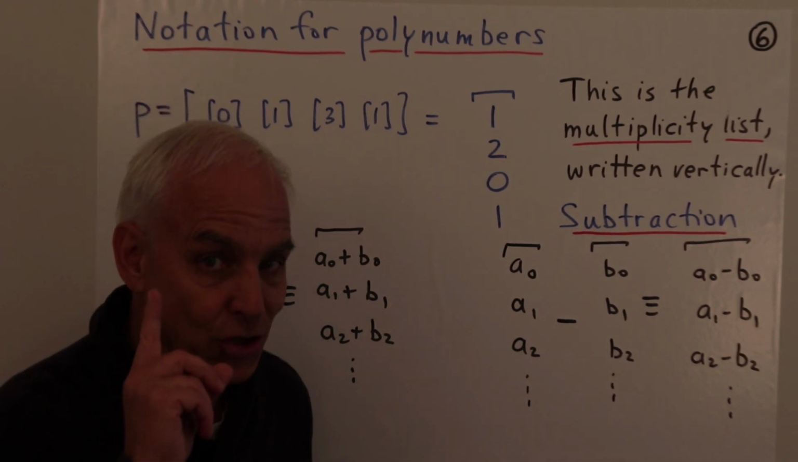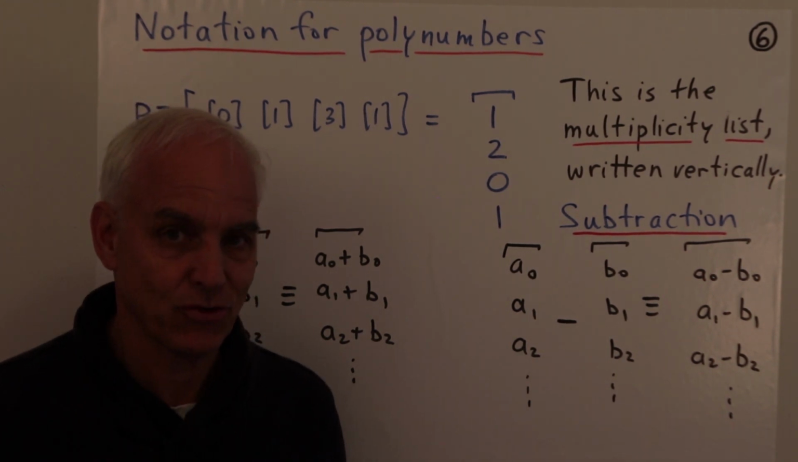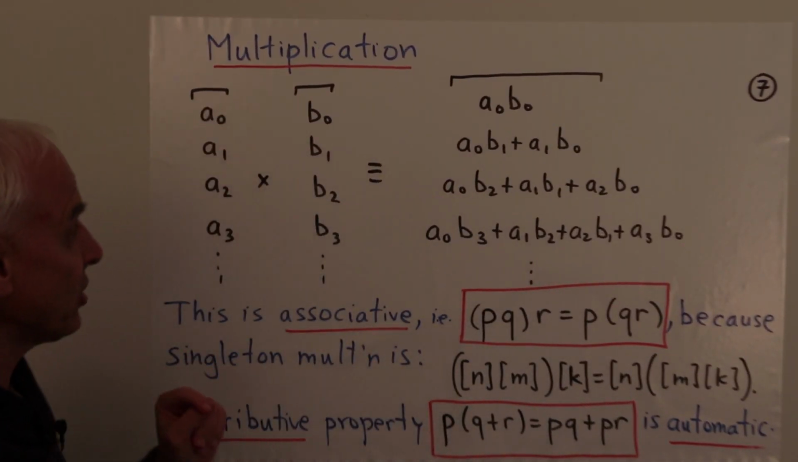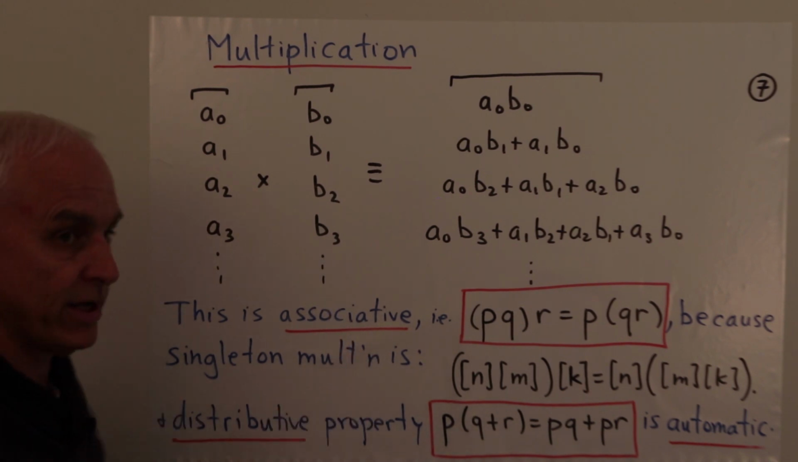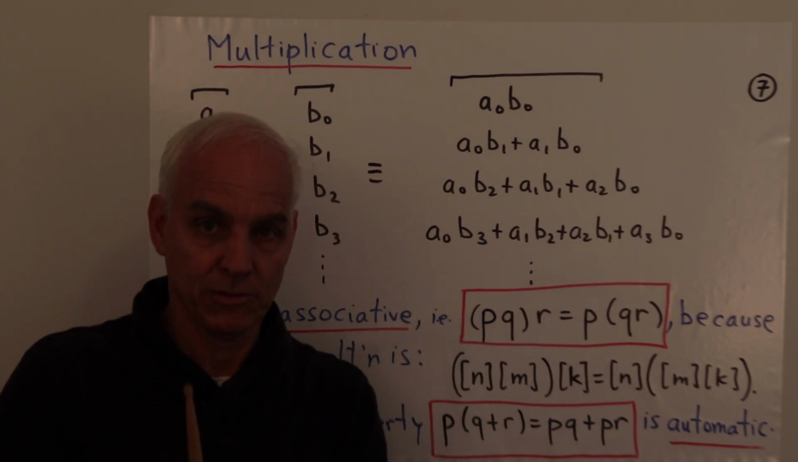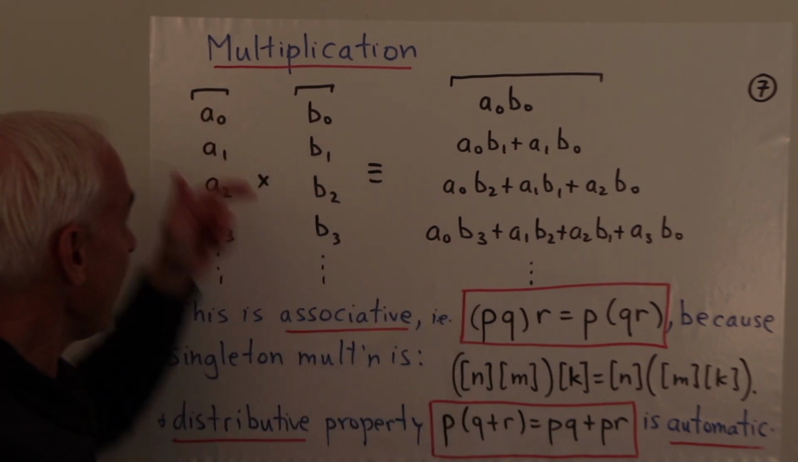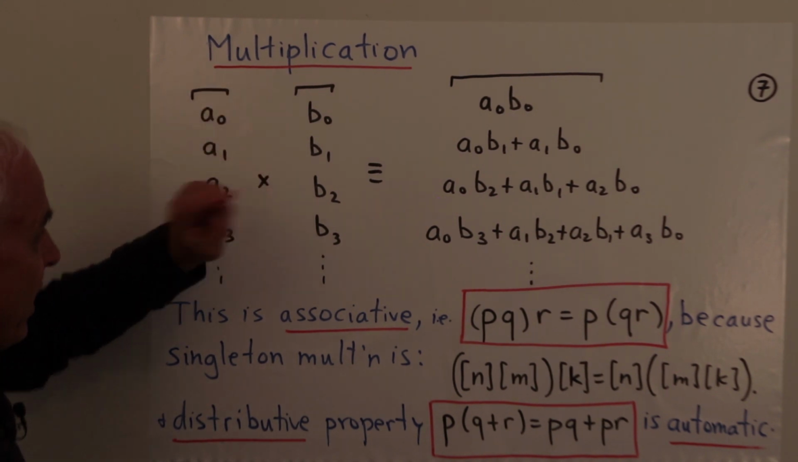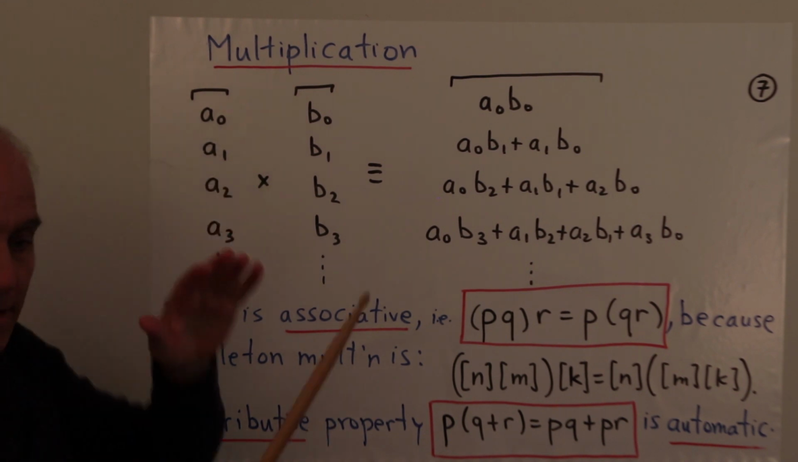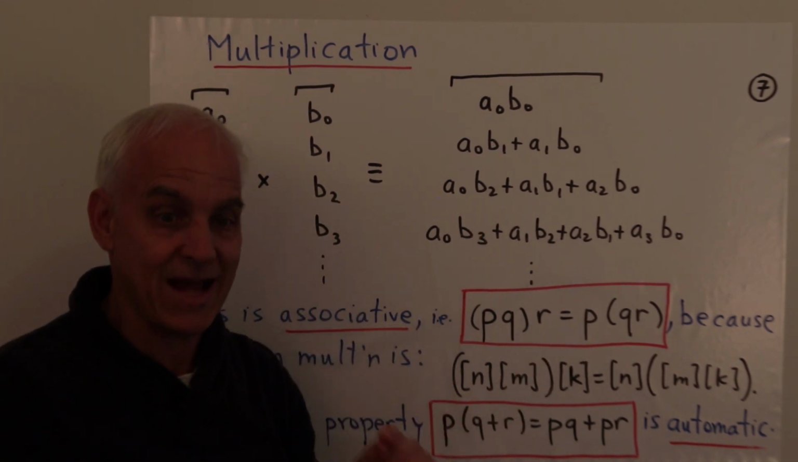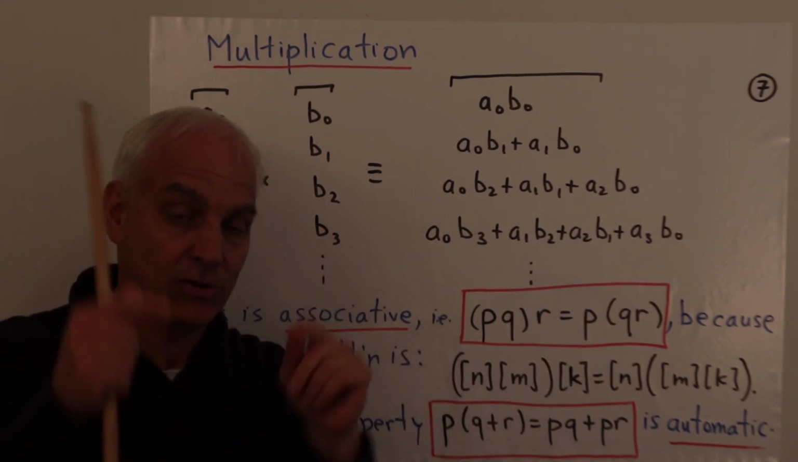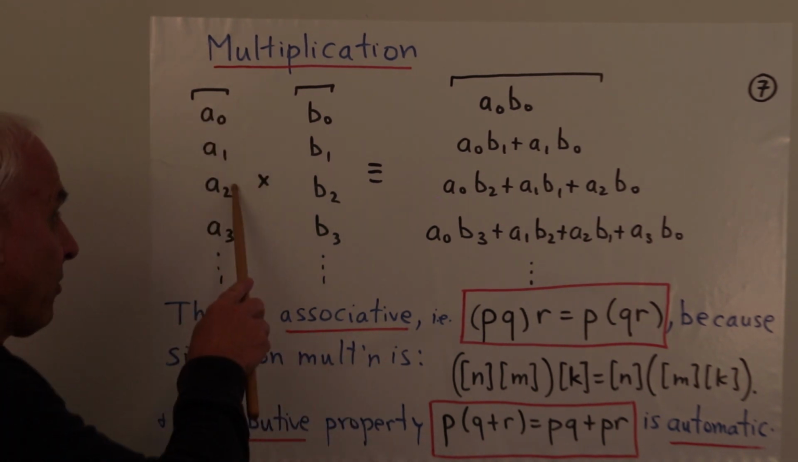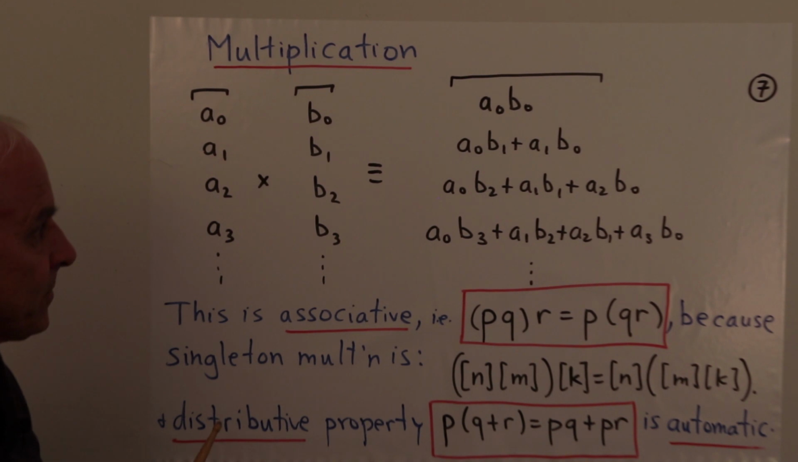But multiplication is quite a bit trickier. So let's have a good close look at how multiplication goes when we're writing our polynumbers as vertical multiplicity lists. Here's A0, A1, A2, A3. Here's B0, B1, B2, B3. And I remind you this A0 means that the m set that we're really talking about has A0 singleton zeros in it. And this is the number of singleton ones. This is the number of singleton twos, etc.